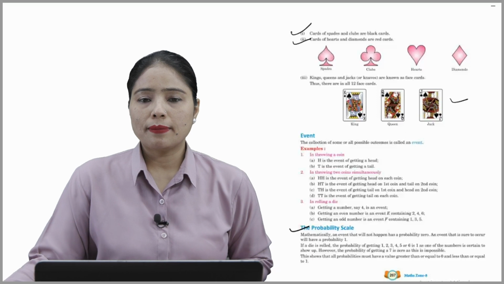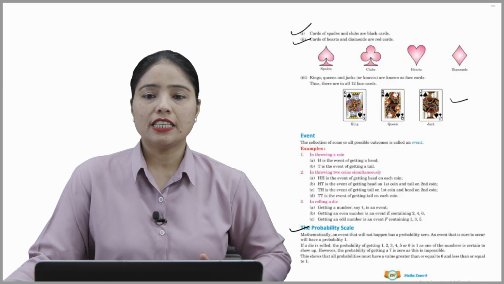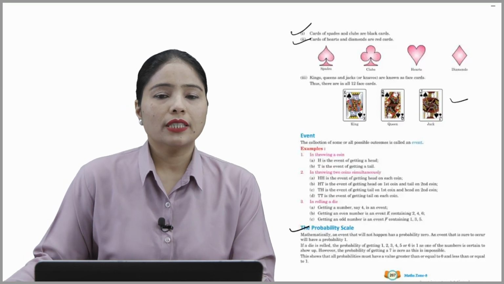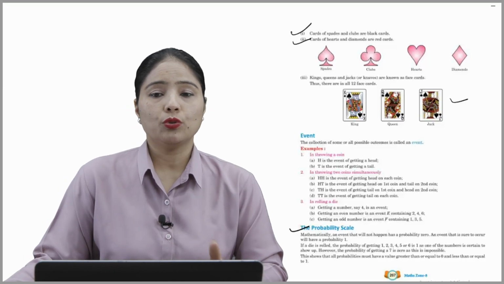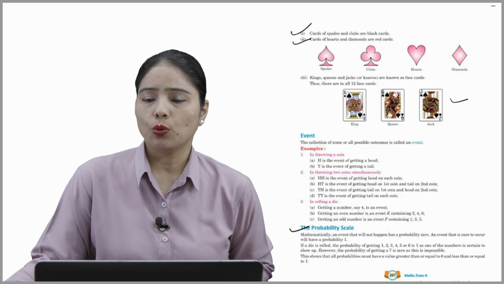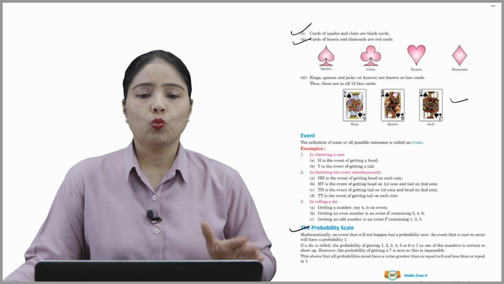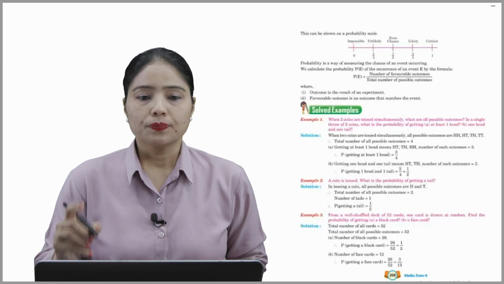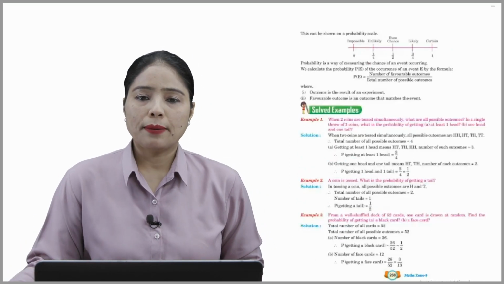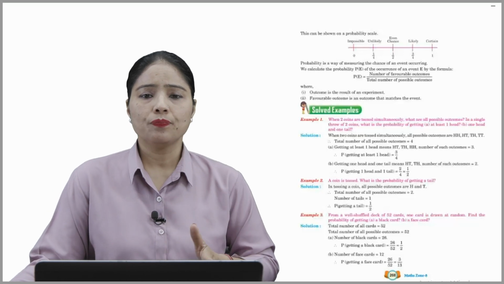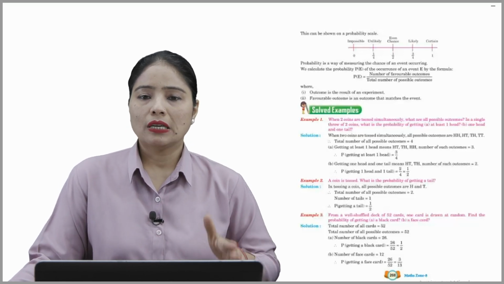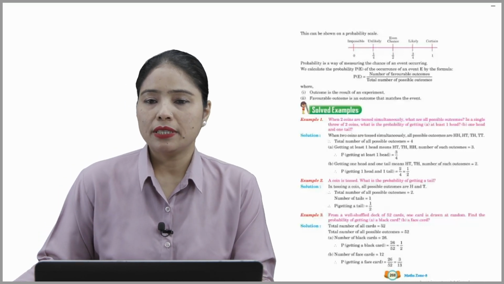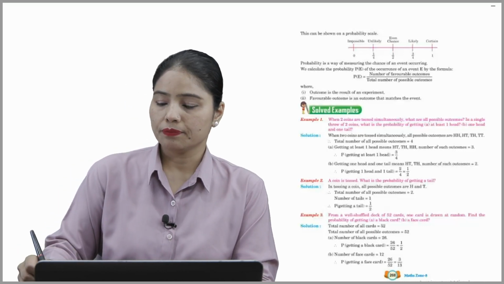However, the probability of getting a 7 is 0, as this is impossible beta. This shows that all the probabilities must have a value greater than or equal to 0 and less than or equal to 1. Hope you understood. So now next one. This can be shown on a probability scale like that one. Impossible is 0, unlikely means 1/4, even chance means half, likely means 3/4 and certain means 1.